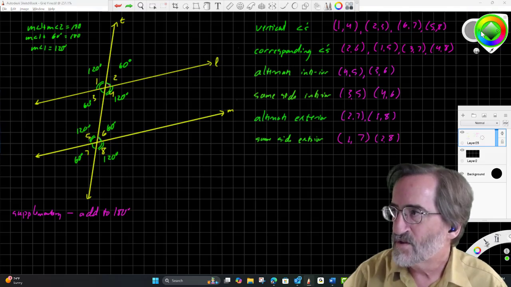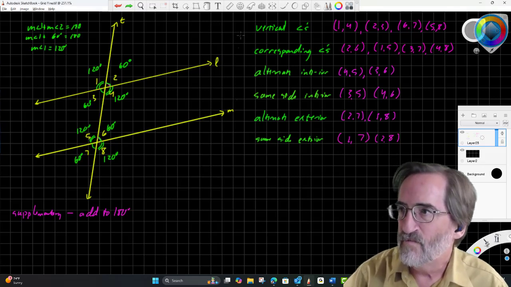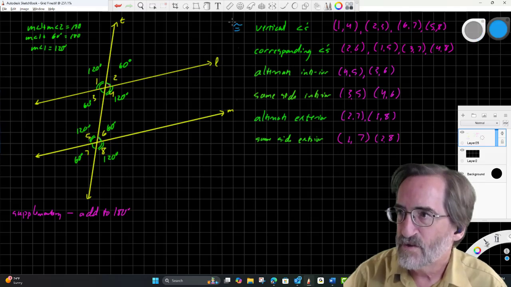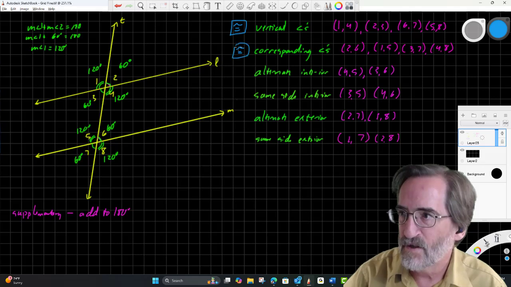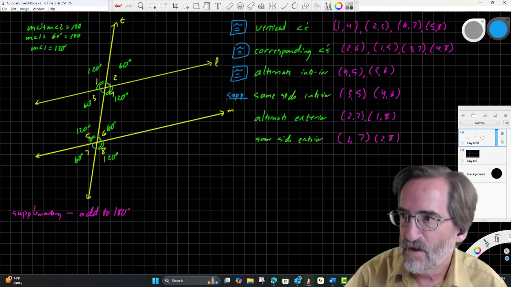So let's go here, blue. Vertical angles are congruent. Corresponding angles are congruent. Alternate interior angles are congruent. Same side interior angles are supplementary. Alternate exterior angles are congruent. Same side exterior angles are supplementary.